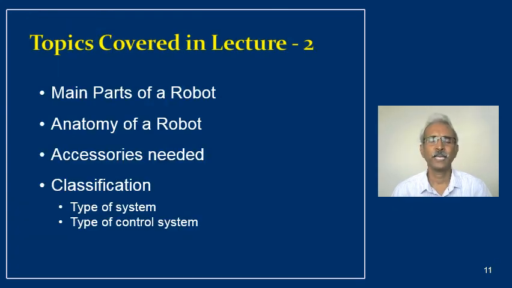So we have come to the end of lecture 2, and in this lecture we have seen various topics like the main parts of a robot, the anatomy of a robot, the various accessories needed to make the robot function properly, and the classification of robots. Under classification there are 3 types actually, and among those we have discussed the classification based on the type of system, and also the classification based on the type of control system.